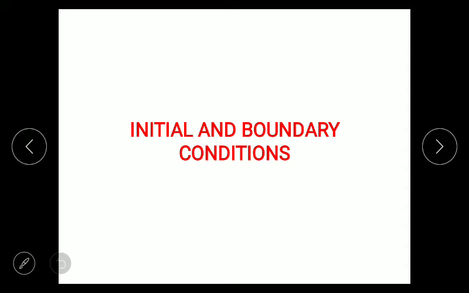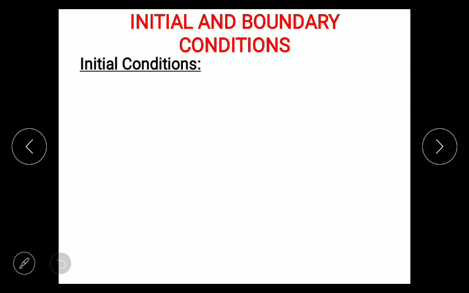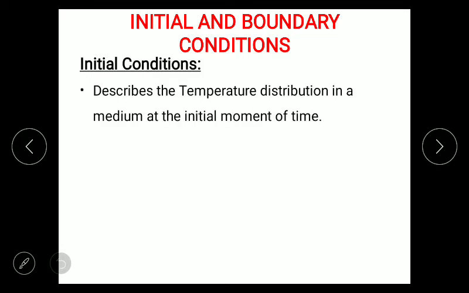In order to get them, we need to solve the equations, and for the solution we need these initial and boundary conditions. That is the necessity why we need to learn the initial and boundary conditions. Now let us see the initial and boundary conditions. The initial conditions are those which give us the information regarding temperature at the beginning of the heat transfer process. We call that the initial time or the initial moment of time, right?